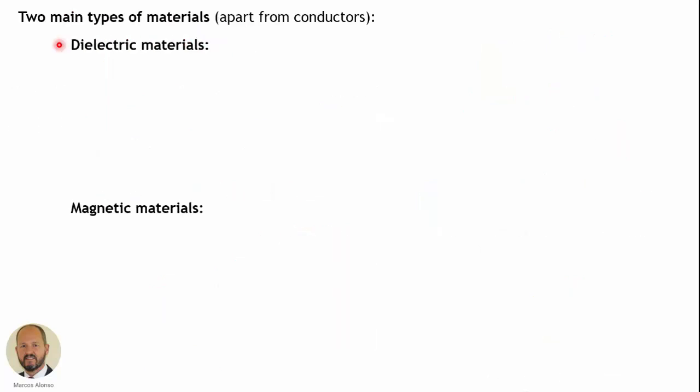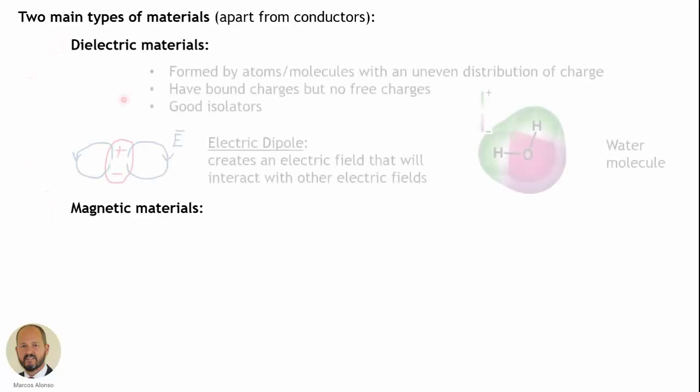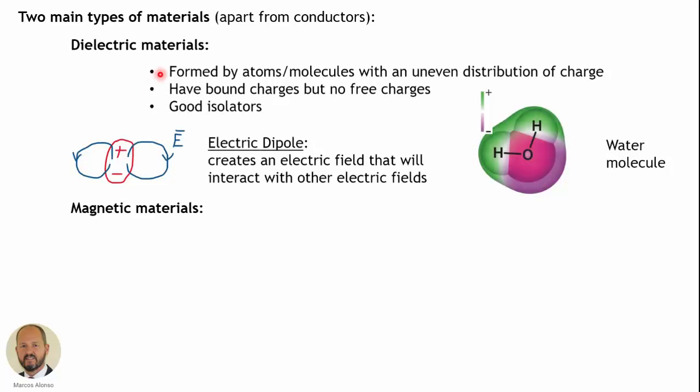The first thing that we need to know is that apart from conductors that we know very well, we have two other main types of materials, which are dielectric materials and magnetic materials. Dielectric materials are formed by atoms or molecules with an uneven distribution of charge. They have bound charges but no free charges, and therefore they are good insulators.